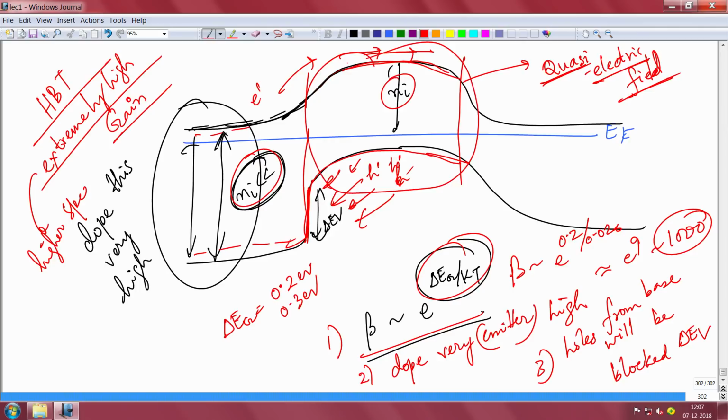Then people try to dope it a little bit differently. From one point you dope it differently to another point so that there is a field, but compared to that this is much better. You have a quasi electric field, you are changing the band gap gradually such that there is an inbuilt electric field developed here that will make the transit of the electrons even faster, and you will get a better, faster device with much higher gain.